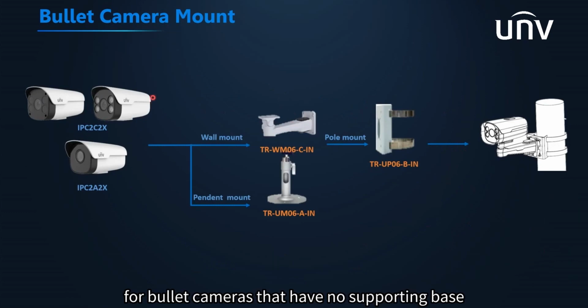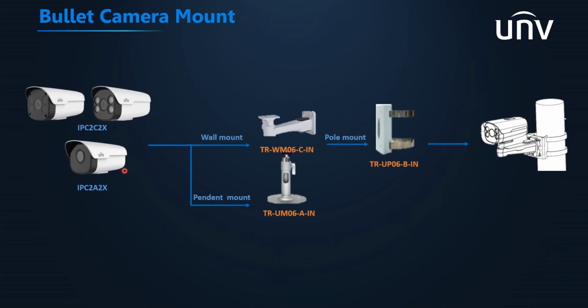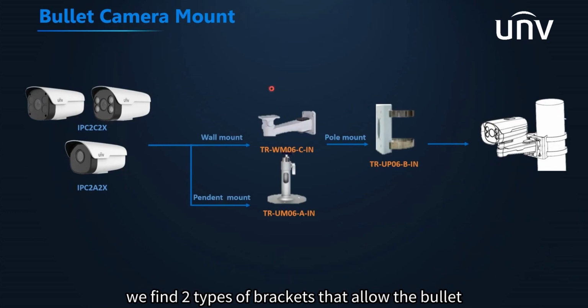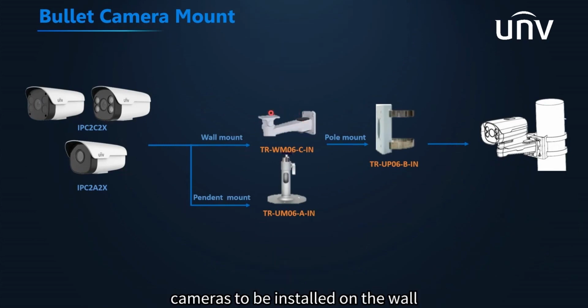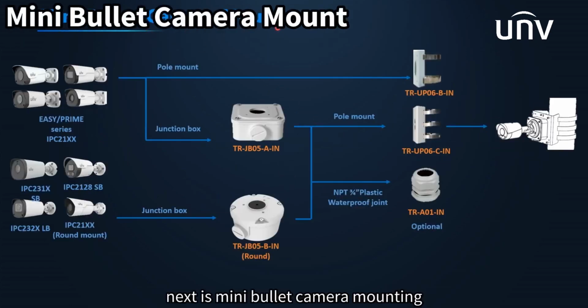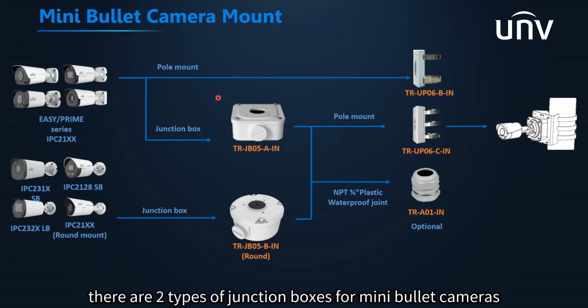For bullet cameras that have no supporting base, an extra bracket for mounting is needed. Here we find two types of brackets that allow the bullet cameras to be installed on the wall or mounted to the pole or ceiling. Next is mini bullet camera mounting. There are two types of junction boxes for mini bullet cameras.